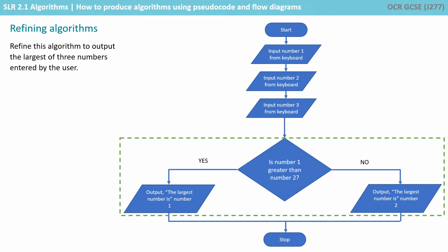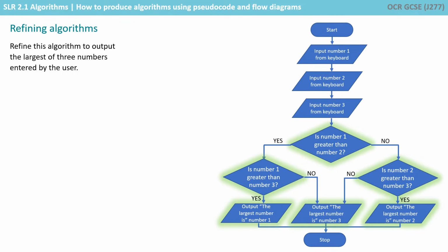And we would also need to modify this bottom section. Now this will require a little more thought, so why don't you pause the video and see if you can sketch out with a pen and paper how you would alter the bottom part of this flow diagram. And here you can see our refinement. So we've still got the is number 1 greater than number 2, but then if the answer is yes or no, we're performing another check, and depending on the result of that, we're either outputting number 1, 2 or 3 is the largest.